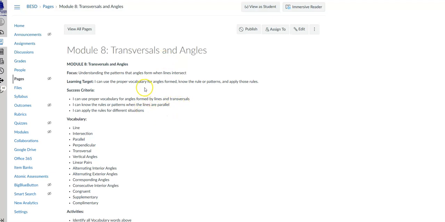Okay, we're in Module 8, and we are looking at this first success criteria right now. We're going to be able to use proper vocabulary for angles formed by lines and transversals. And so we want to really make sure you guys know all these vocab words that are down here. That is our learning target today.